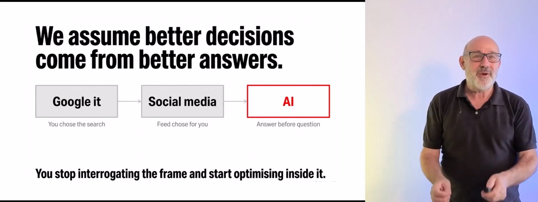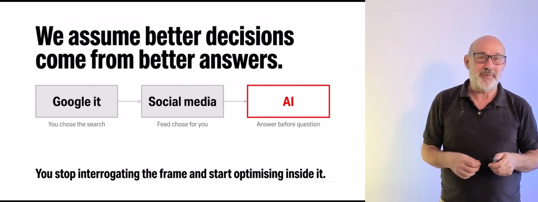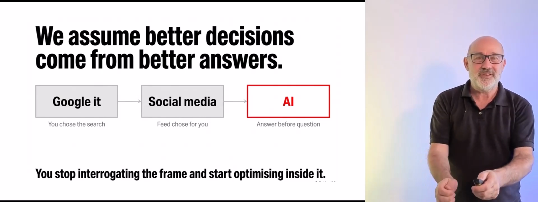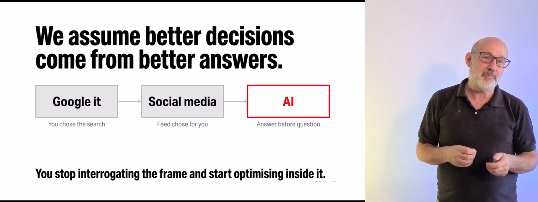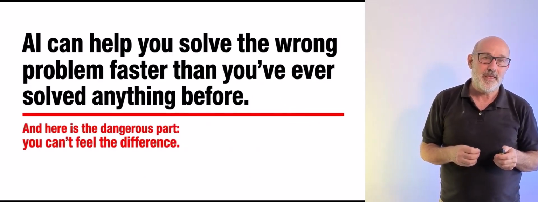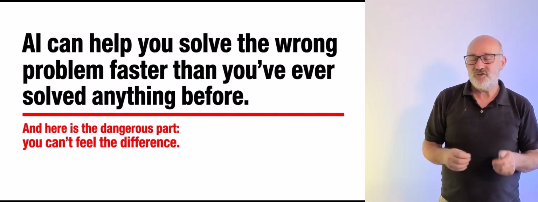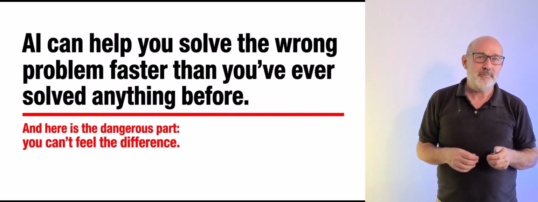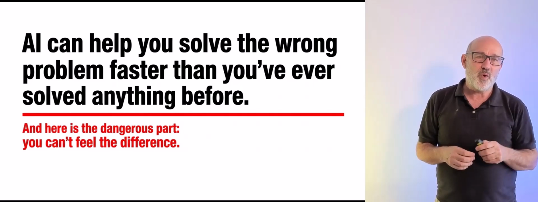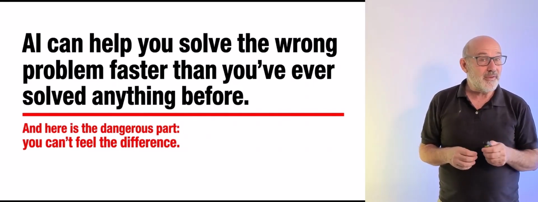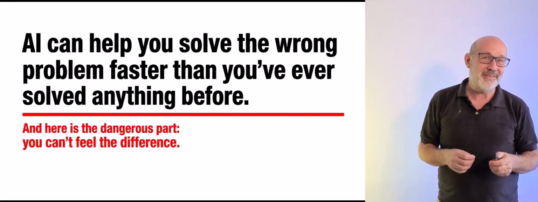Because when the answers arrive before you think, exploration collapses, alternatives disappear. You accept the frame you've been given, and you stop interrogating the frame and start optimizing inside it. And because the answers sound confident, you feel more certain than you should. The tool doesn't make you wrong, it makes your judgment underdeveloped. AI can help you solve the wrong problem faster than you've ever solved anything before. And here's the dangerous bit: it can't really feel the difference.